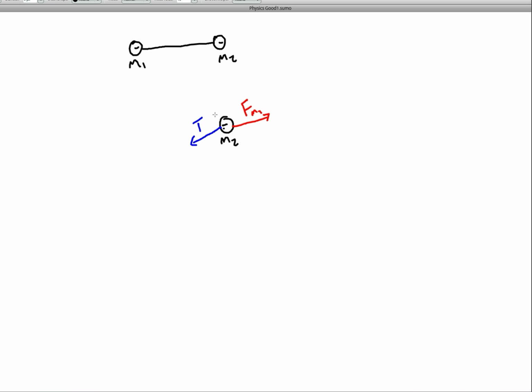Since they tell us that the objects are initially held at rest, that means the sum of my forces must equal 0. So what are the two forces I am dealing with here? If I make Fm2 negative, or make this be positive, it doesn't really matter, as we'll see in a second. I'm going to say that my tension force minus my force from M1 is going to be equal to 0.